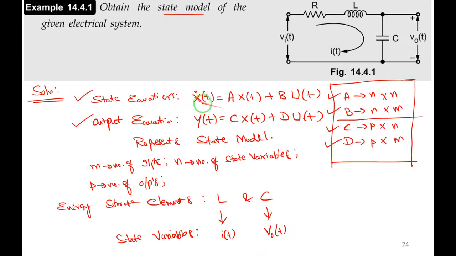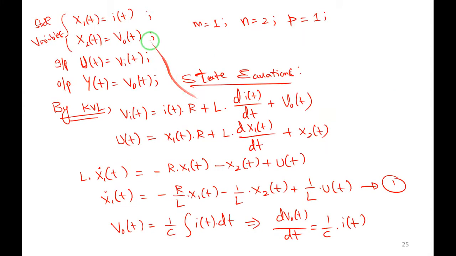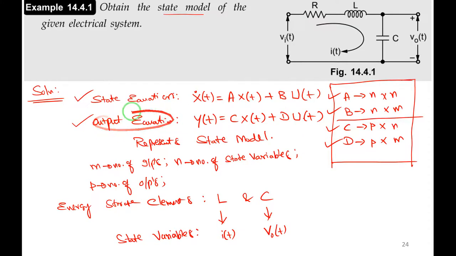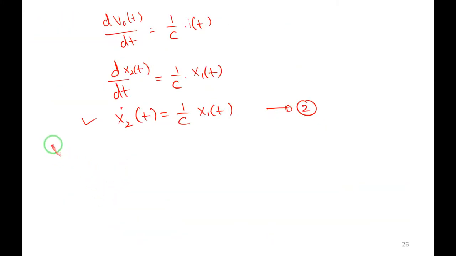So the state equations are over. Because two variables are there, x1 of t and x2 of t, I got two state equations: x1 dot of t, this is equation 1, and x2 dot of t, this is equation 2. Next we have to obtain the output equation. So I'll write the output equation.